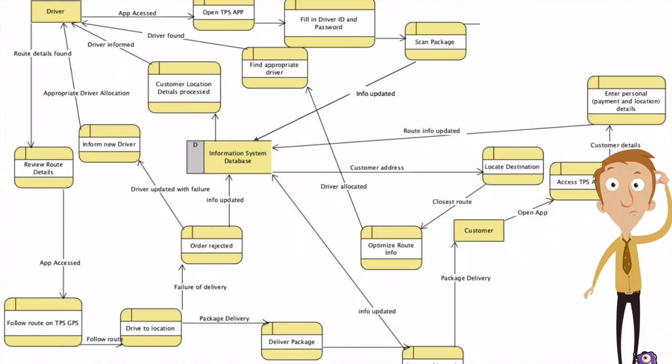It was in the level 2 TPS data flow diagram where we went into detail about each process involved with the driver. In general, tackling the level 2 data flow diagrams was a lot more difficult for us than the level 1 and the level 0.